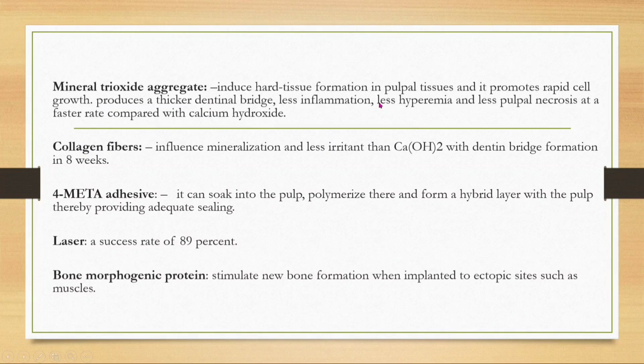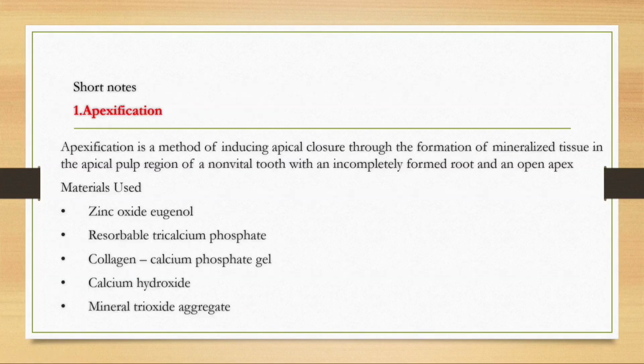Then we have MTA, that is mineral trioxide aggregate. It does hard tissue formation in pulpal tissue, promotes rapid cell growth, produces a thicker dentinal bridge, less inflammation, less hyperemia, less pulpal necrosis. Collagen fibers are there. It influences mineralization and is less irritant. Then bonding agents, laser, bone morphogenic proteins, all are there.